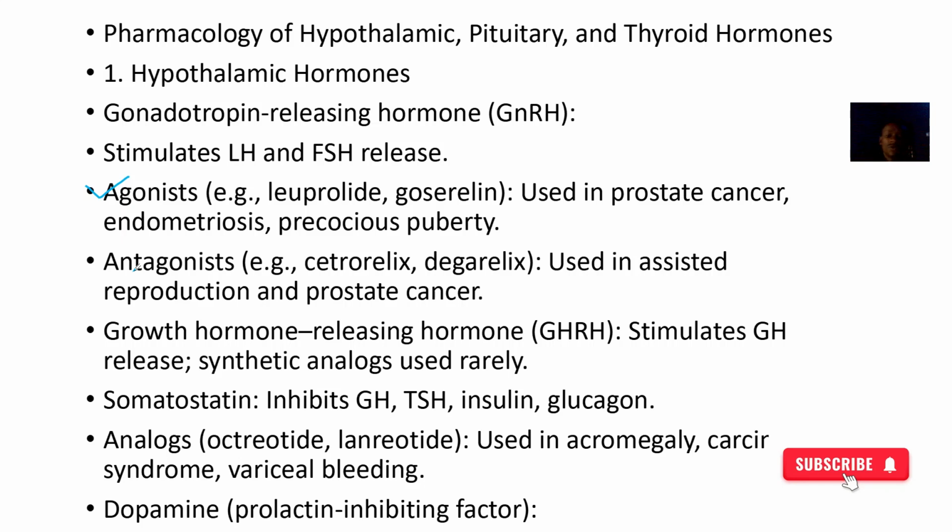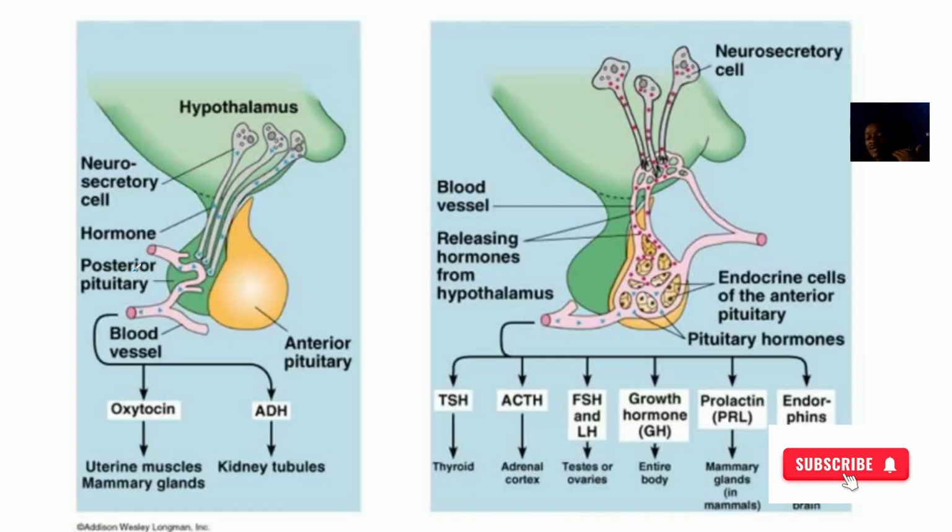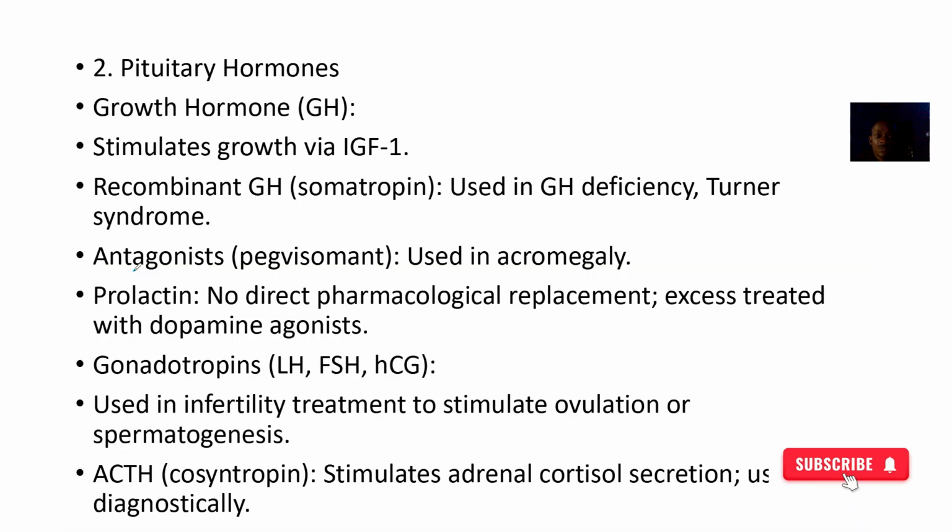Then growth hormone releasing hormone stimulates growth hormone release. So we have drugs like those somatostatin analogs, okay, that should inhibit growth hormone, thyroid stimulating hormone, insulin, and glucagon. So all these drugs will have their applications. When we come back, we're looking at the individual drugs. You guys will actually have a better knowledge of it.